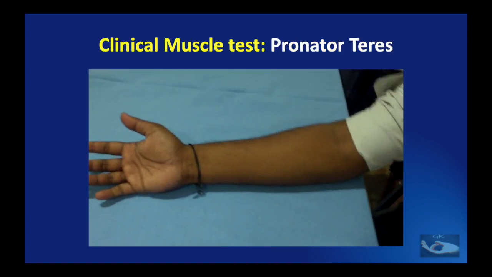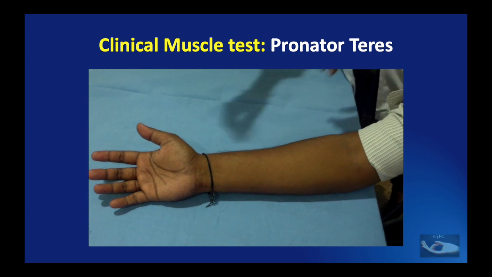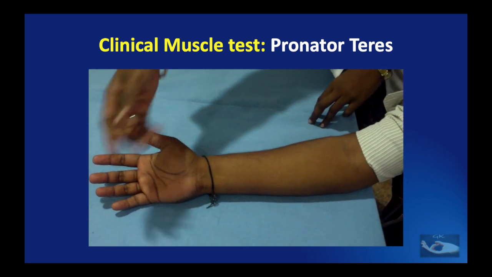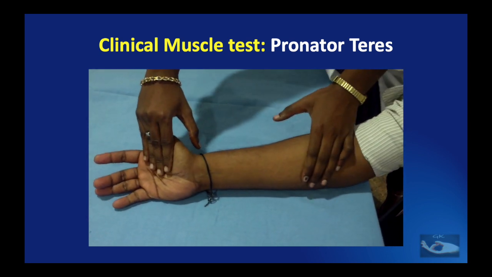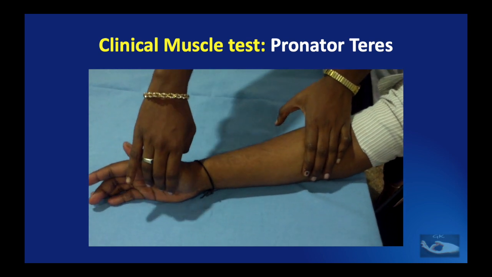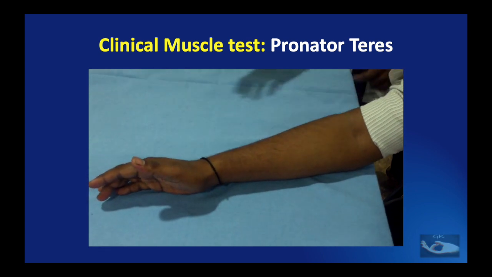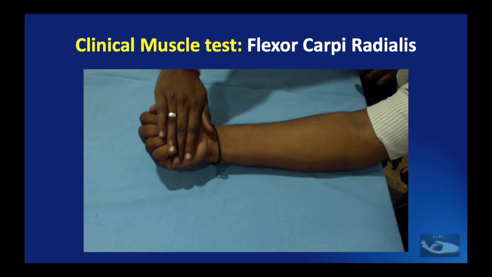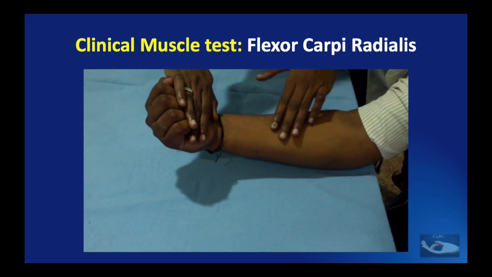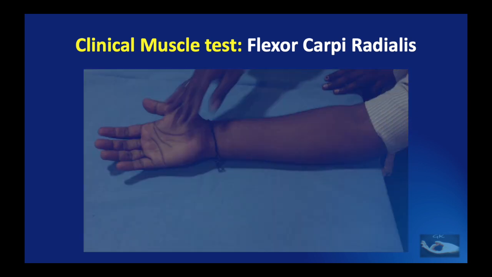To test the pronator teres muscle, with the patient sitting and elbow in flexion, he is asked to pronate the forearm, and at the same time the muscle is palpated and the power is also checked. To test the flexor carpi radialis, the patient is asked to flex the closed hand at the wrist.